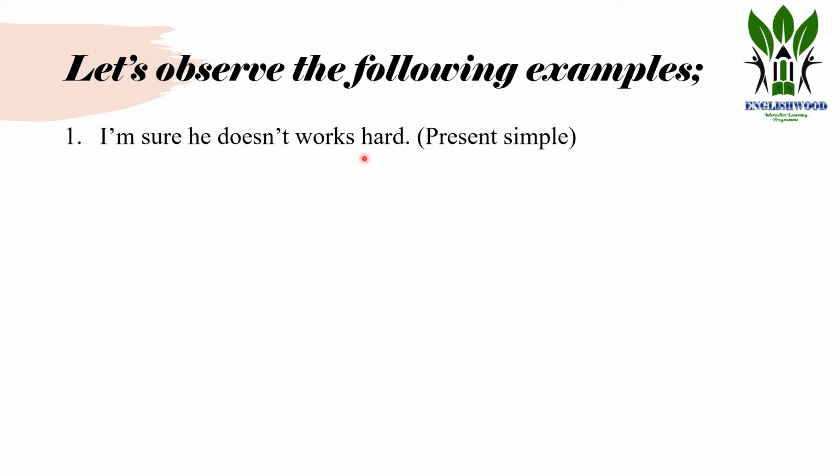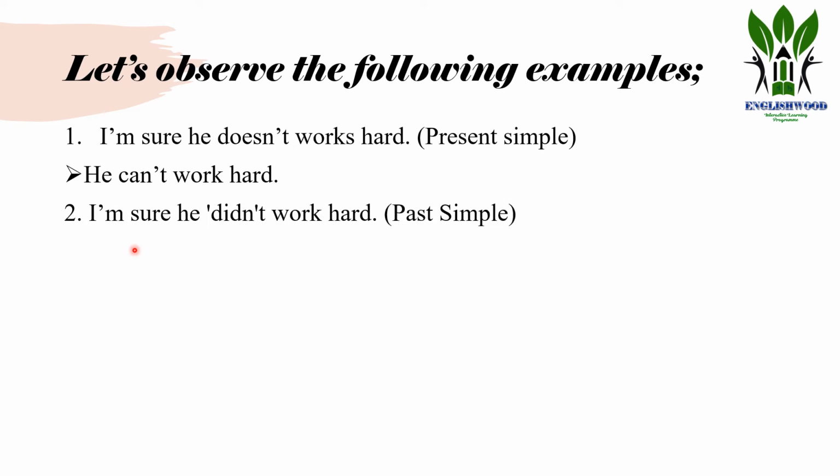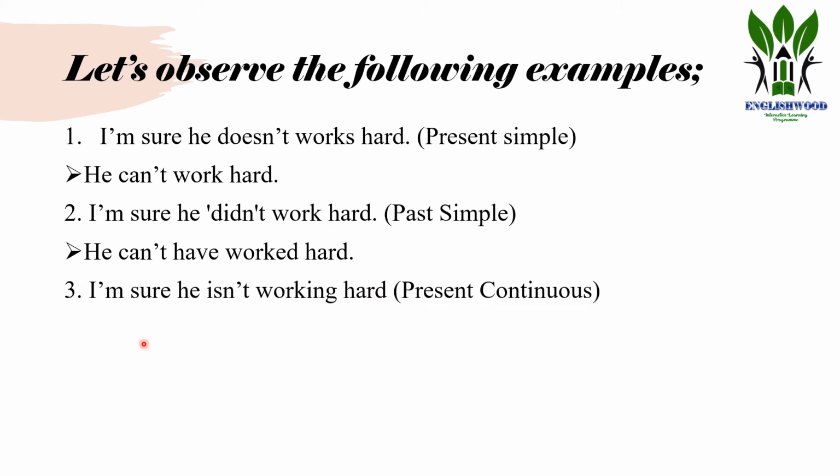I'm sure he doesn't work hard. Again, I'm revising how we can use can't. Like we studied the example of using must, now look at how we can use can't. I'm sure, negative sentence: he can't work hard. I'm sure he didn't work hard, so he can't have worked hard. He worked hard, must have worked hard, but didn't work hard, can't have worked hard.